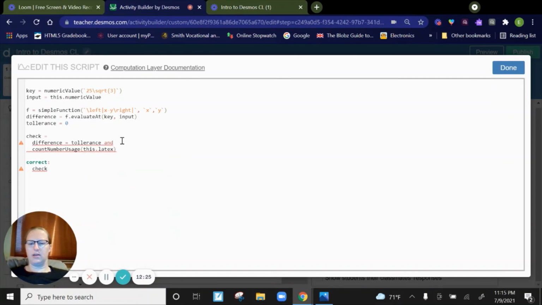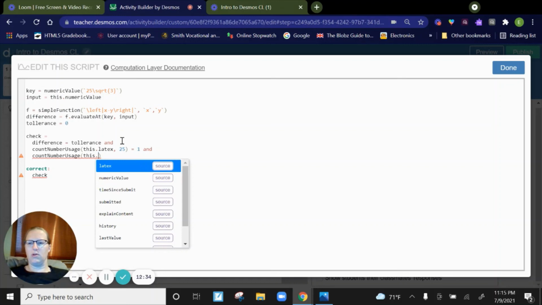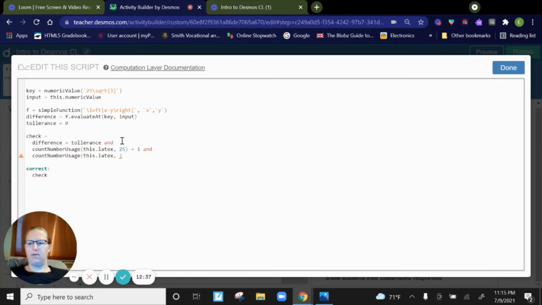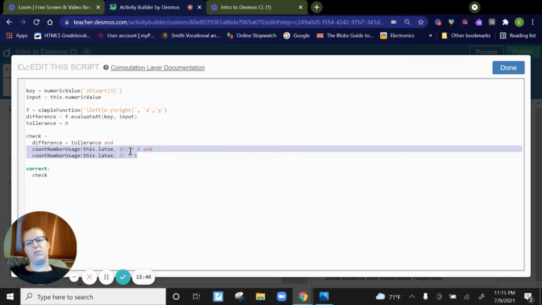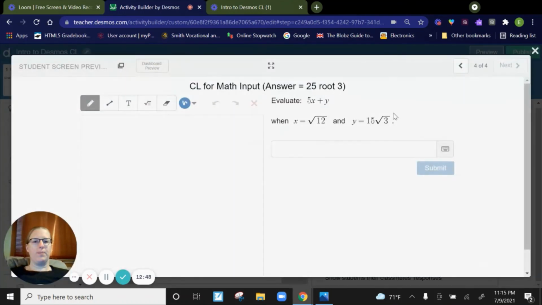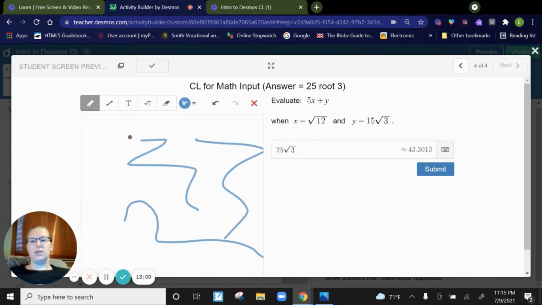For this LaTeX, the student response should have the number 25, and it should also have 3 once in the student response. So you could put that in if you had a slightly bigger tolerance. I don't really need it because the tolerance is 0. So that will work. Again, showed this before, but you'll get the check on the student dashboard. Whether they use or don't use the sketchpad doesn't matter because it's always true.